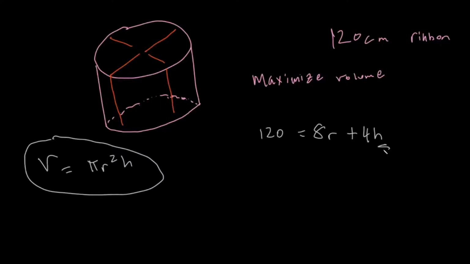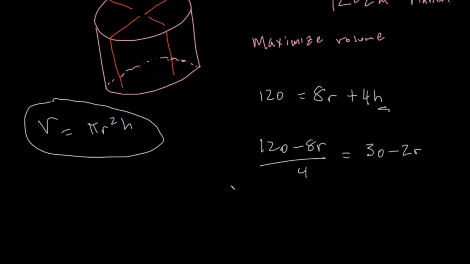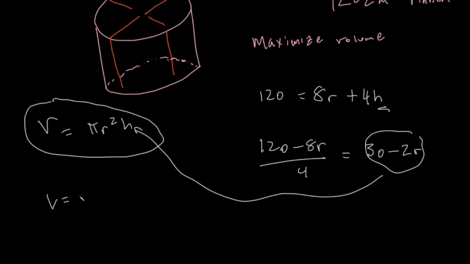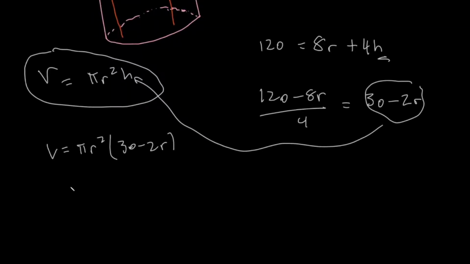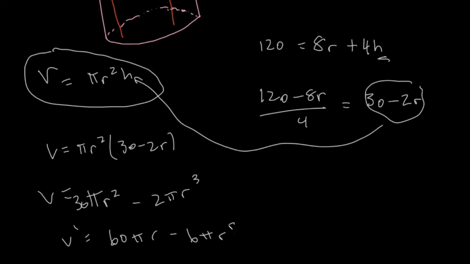So I need to solve for h, so that's 120 minus 8r divided by 4. That would be 30 minus 2r. I will substitute it back in. I get volume equals pi r squared times 30 minus 2r. I'm going to go ahead and distribute. It will be easier to differentiate. So I get 30 pi r squared minus 2 pi r cubed. So let's go ahead and differentiate. I get 60 pi r minus 6 pi r squared.